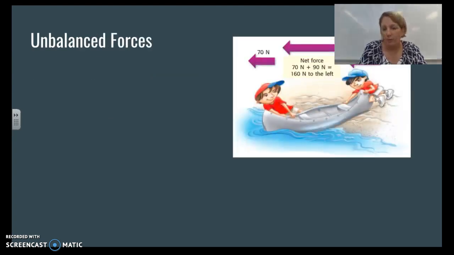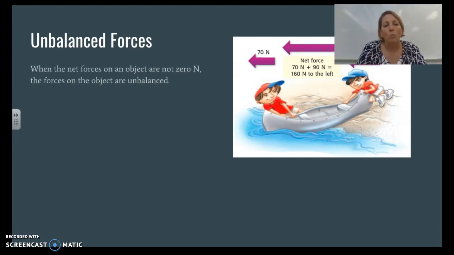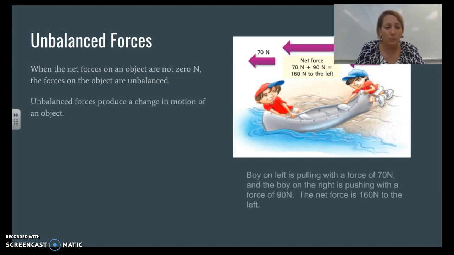Unbalanced forces. Sometimes they're not balanced. They do become unbalanced. This is what we call when the net force is greater than 0. Those are unbalanced. When the net force is 0, balanced. Unbalanced forces produce a change in the motion of the object.